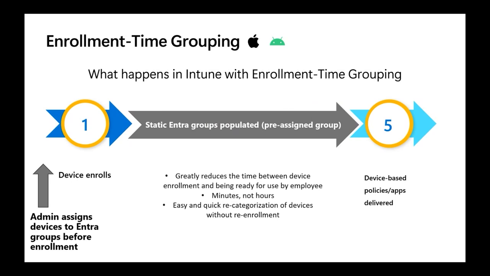Essentially, the way this works is that before enrolling the device, you pre-assign them to Entra groups. Then when the device gets enrolled, it's going to look up which Entra group it's associated with. Since those groups are pre-assigned, everything is pre-computed, and those policies and app settings get delivered to the device much more quickly after the enrollment happens. You are also able to recategorize, so change which group these devices are in after the initial enrollment, and you don't need to re-enroll the device again.